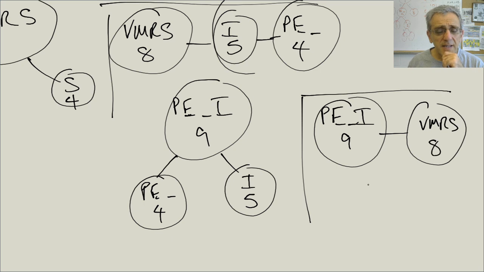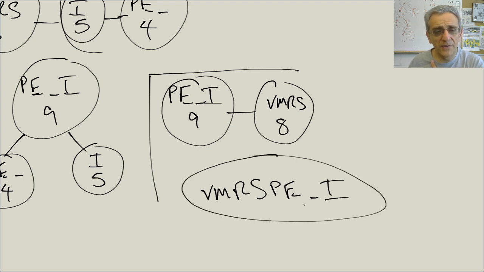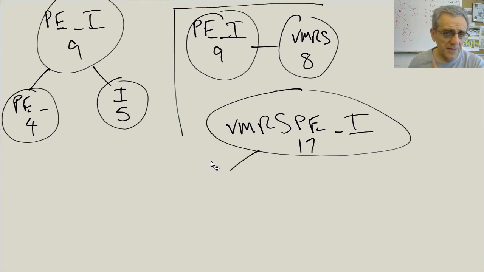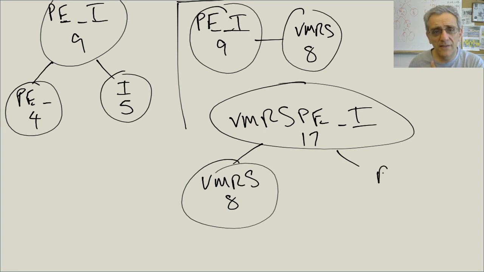And now, since we've only got two left, we just do the algorithm one last time, and now we can start writing our final binary tree. So our final tree is going to be a combination of these guys. We're going to take VMRS PE space I. That's going to be our root node for our binary tree, and that's going to be 17. Now we're going to go left, and we're going to have VMRS 8. And on the right, we're going to have PE space I9.